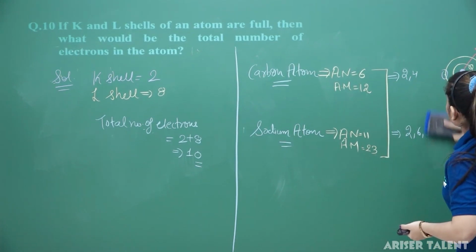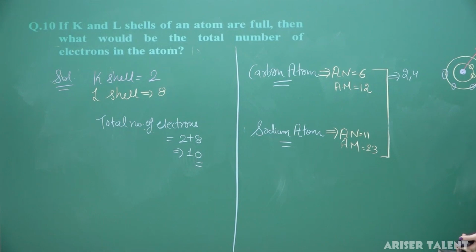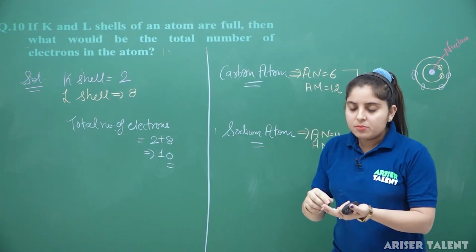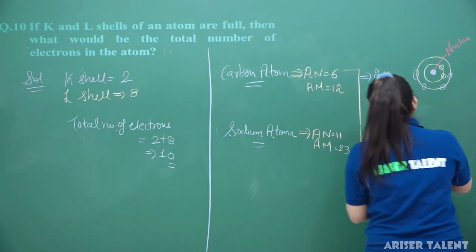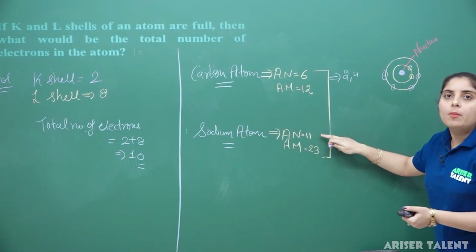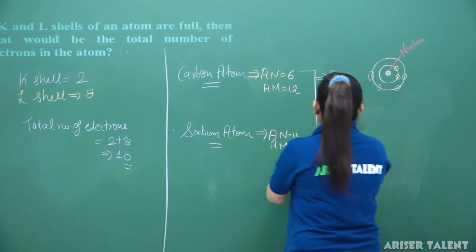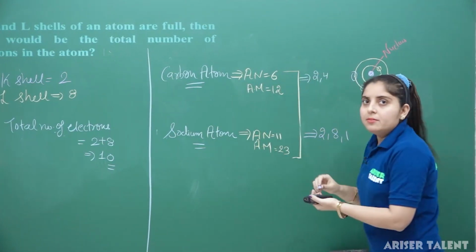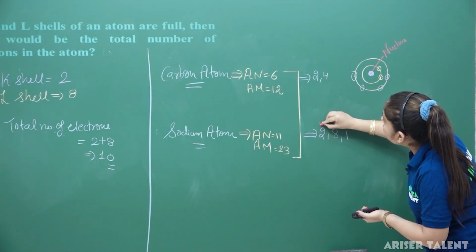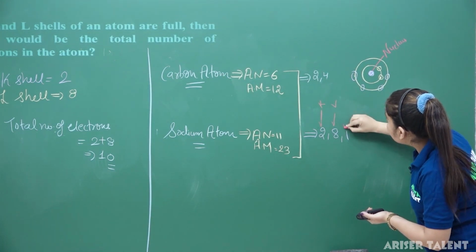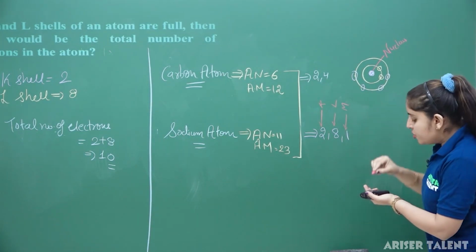Now what we want to do is show the distribution of electrons in the sodium atom. First, in the center, if I consider the sodium atom with atomic number 11, then its electronic configuration will be 2, 8, 1. It means we have a maximum of 2 electrons in the K shell, 8 electrons in the L shell and 1 electron in the M shell.